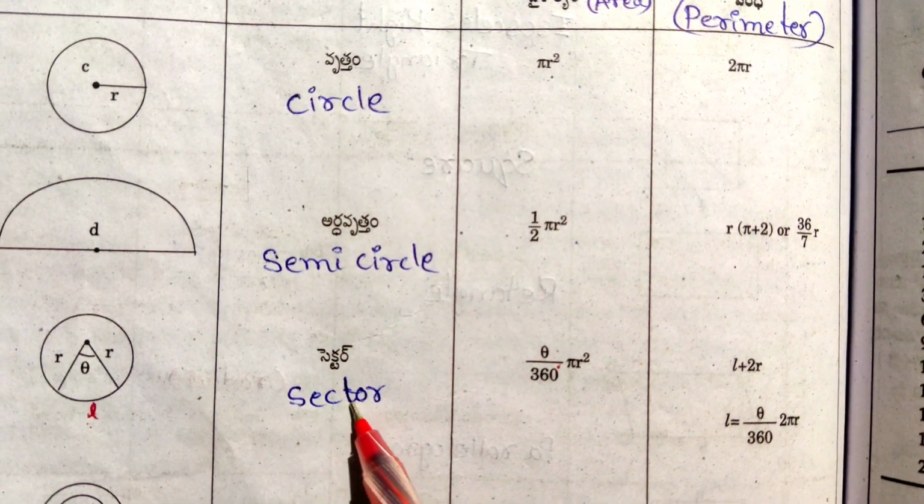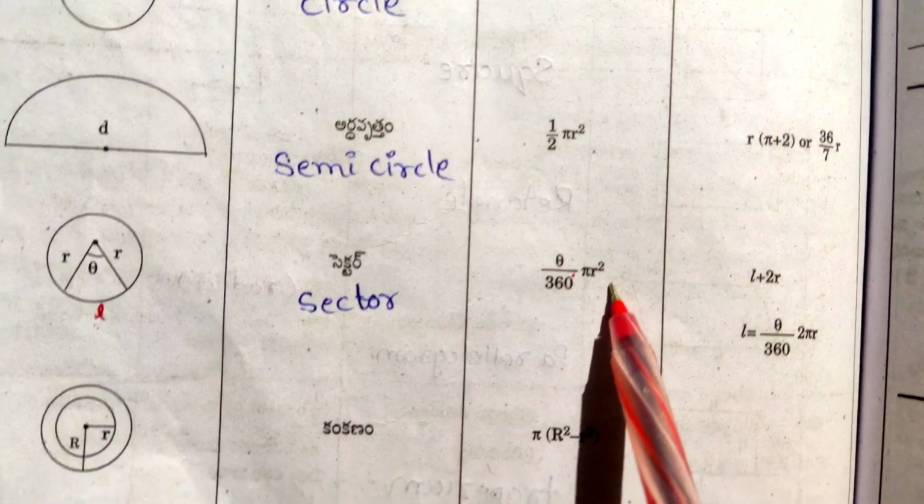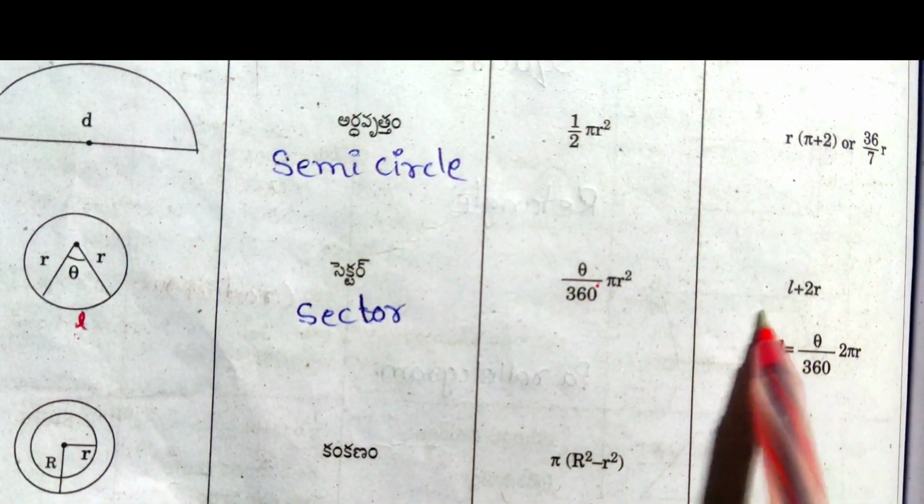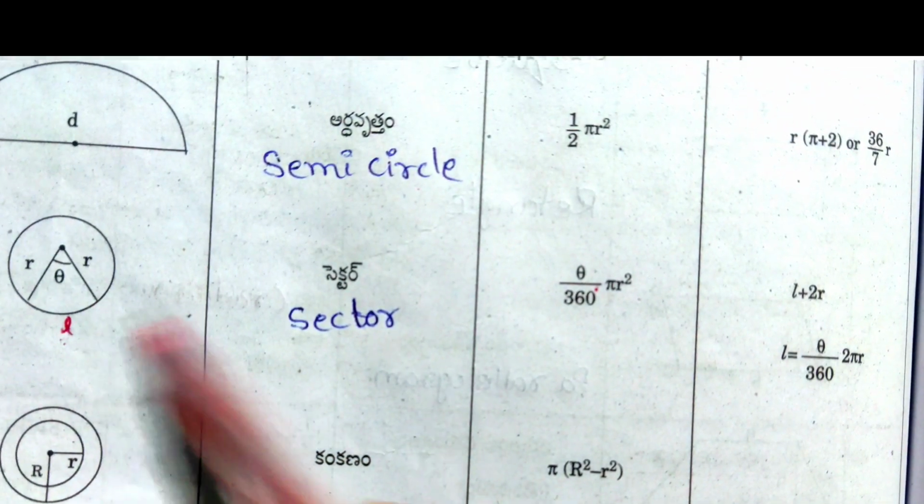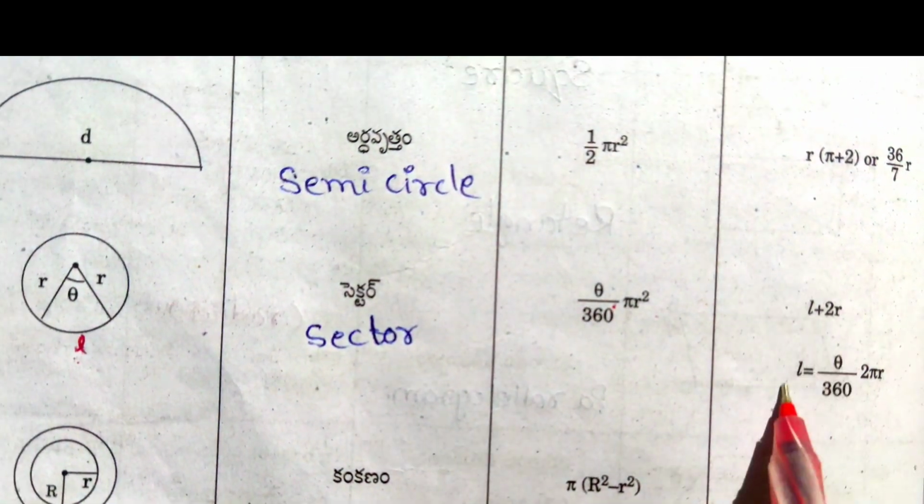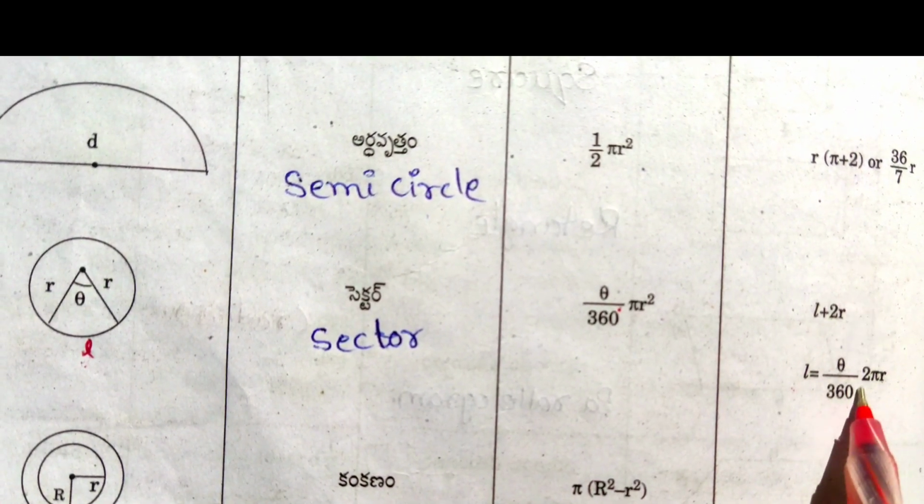Sector. Area formula is theta by 360 degrees into pi r square. Perimeter formula is L plus r plus r, that is L plus 2r. L formula is theta by 360 degrees into 2 pi r.